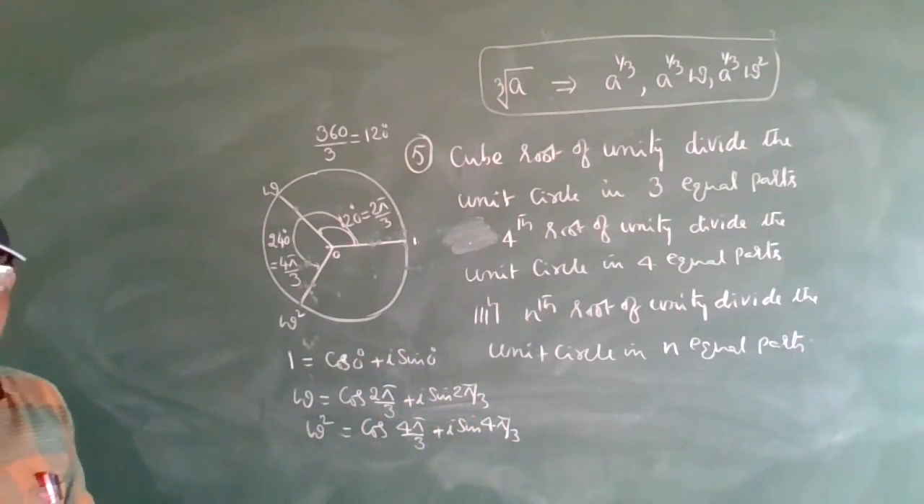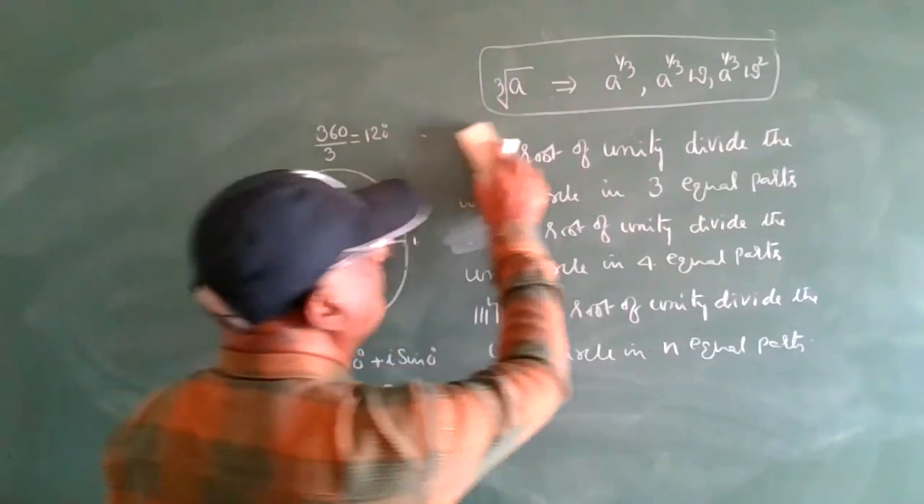So these are the representations. Next, the fourth root of unity is here.